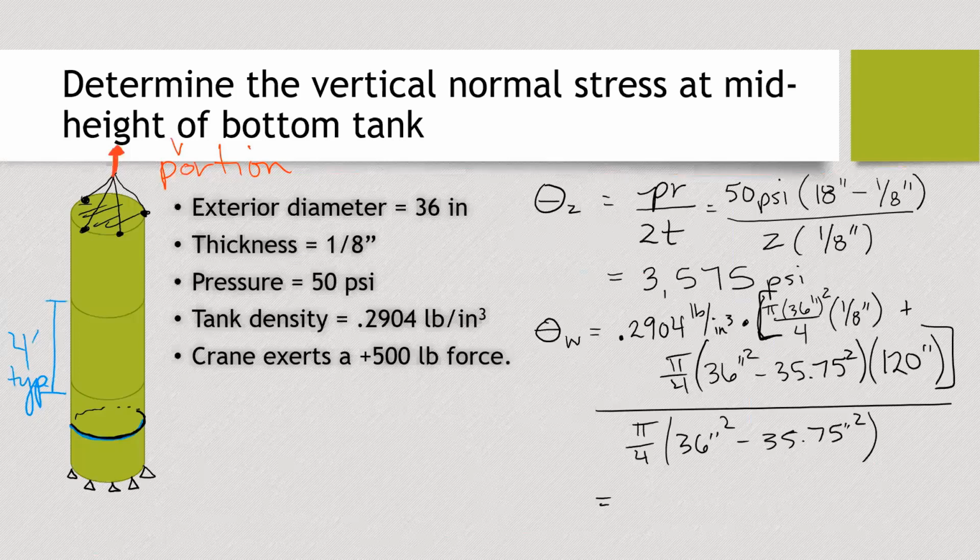Where did the 120 come from? That is the height. So 120 is if each segment is 4 feet and we're looking at the bottom or the middle of that bottom segment, then the height above it is 10 feet, and it's in inches, so it's 120.